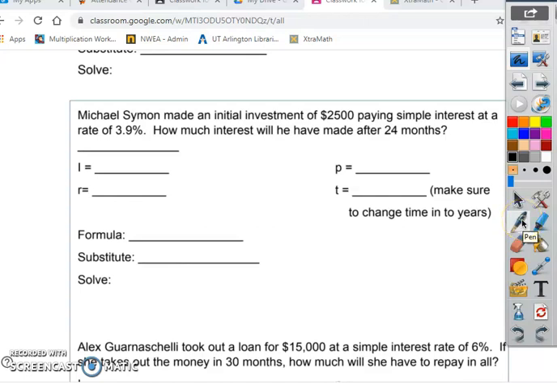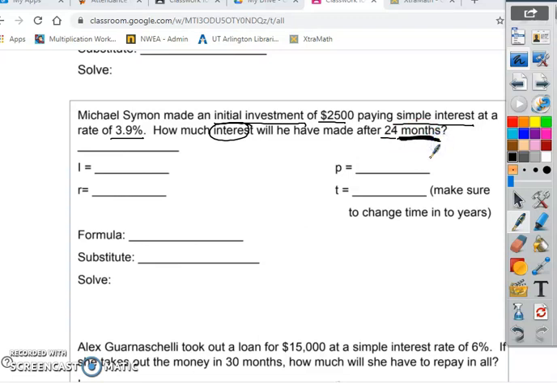Hey guys, we are going to continue simple interest. So we're going to look at the first one here. It says Michael Simon made an initial investment of $2,500 paying simple interest at a rate of 3.9%. How much interest will he have made after 24 months?